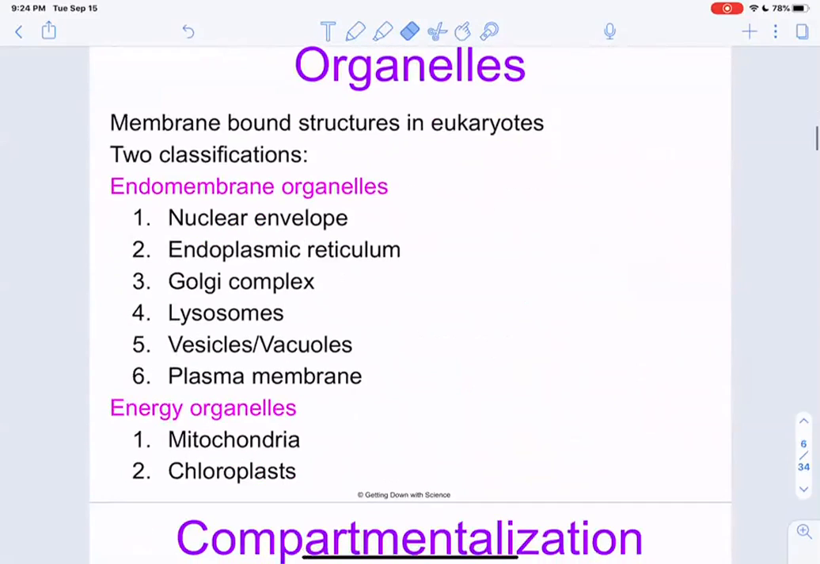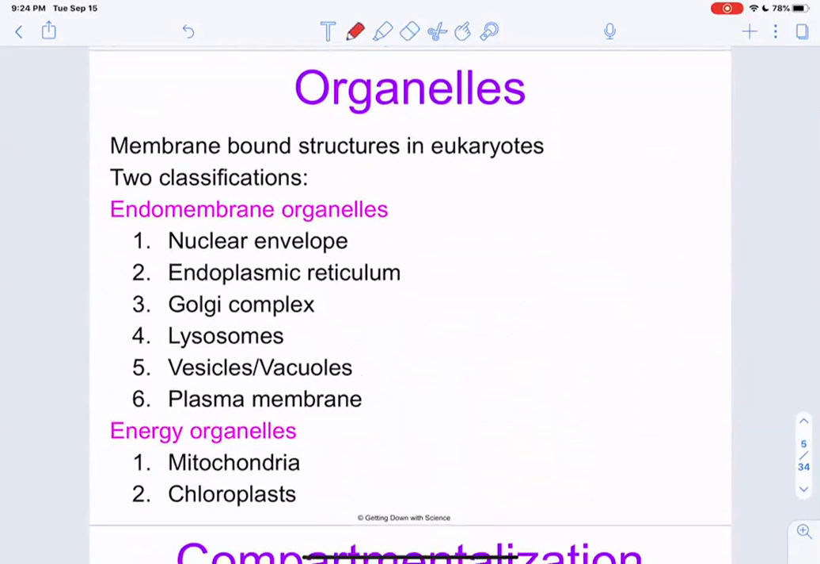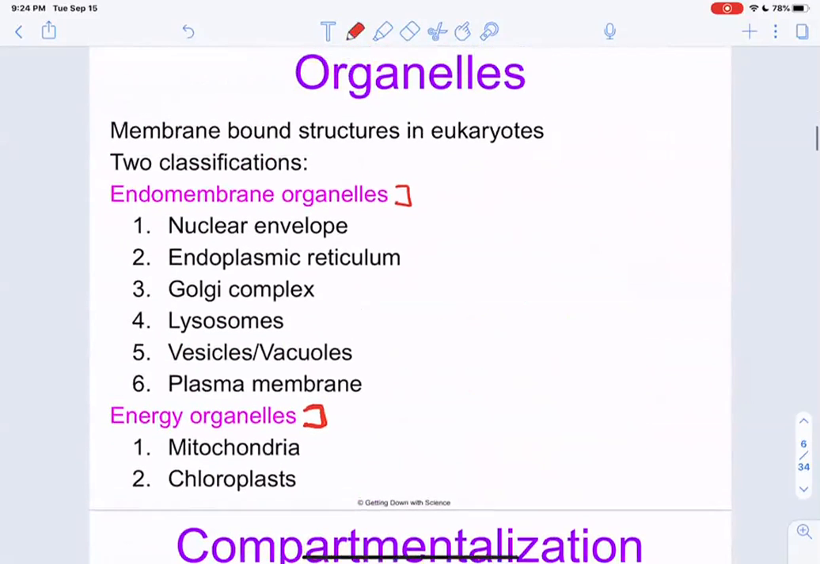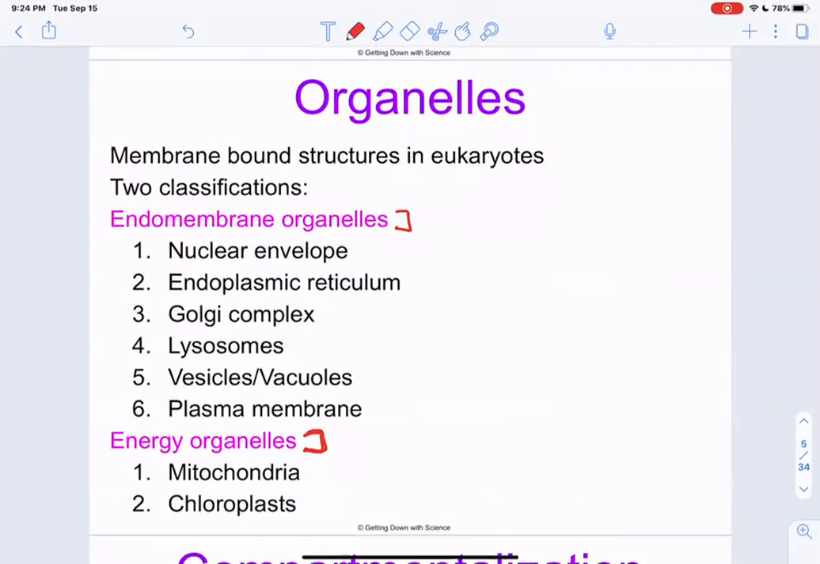So we're going to talk about two different classifications of organelles. We're going to talk about the endomembrane organelles, and we're going to talk about energy-making organelles. I'll leave this here. We'll go over each of these individual organelles in just a moment.